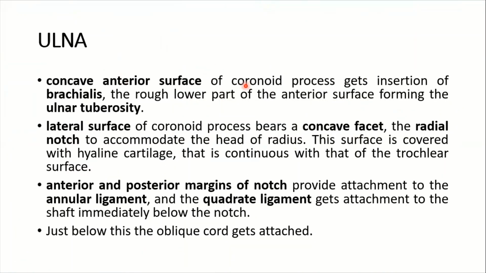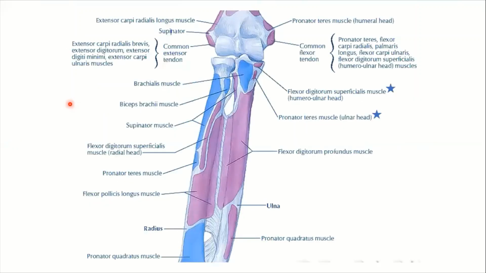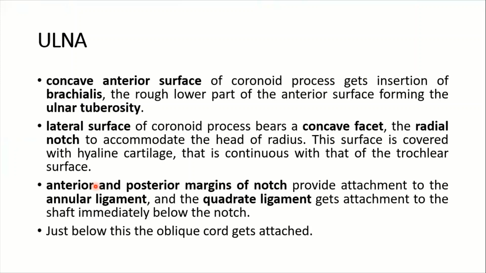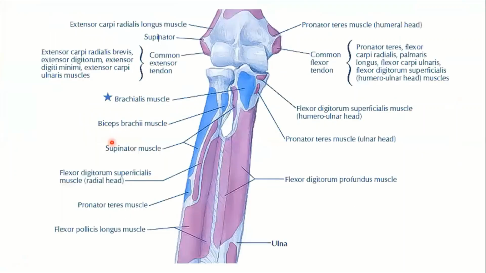The concave anterior surface of the coronoid process gets the insertion of the brachialis, right? I will show you the brachialis muscle attachment. This is the brachialis tubercle. And let's see the brachialis muscle. This is the brachialis muscle, being attached over here.